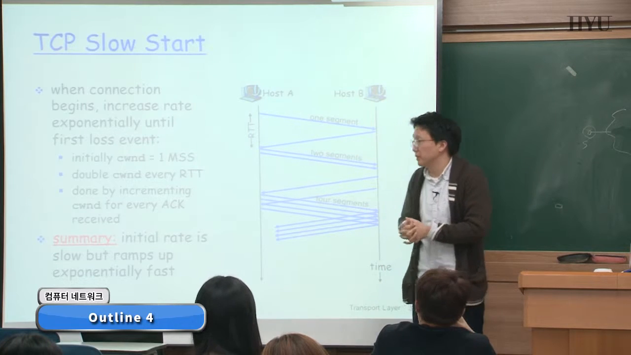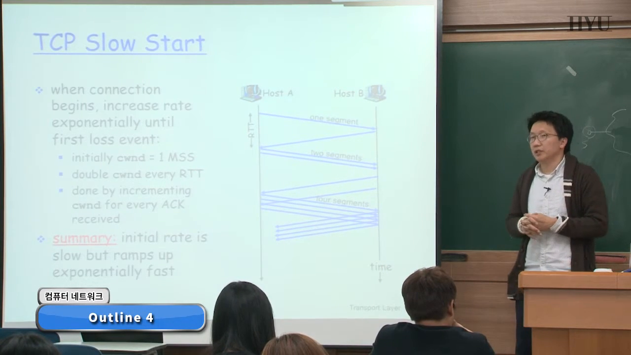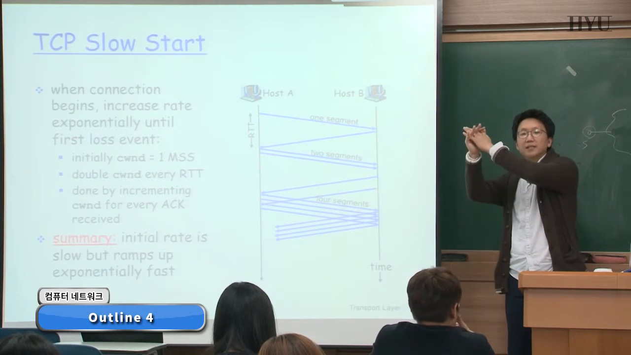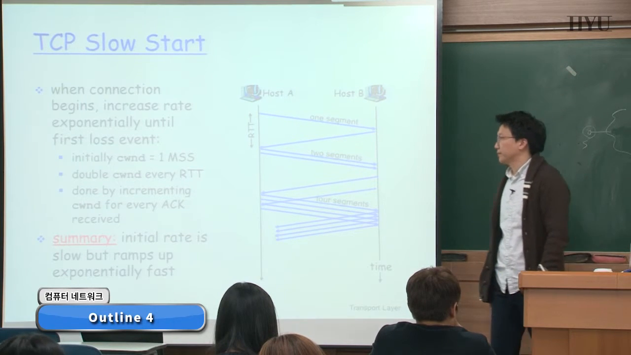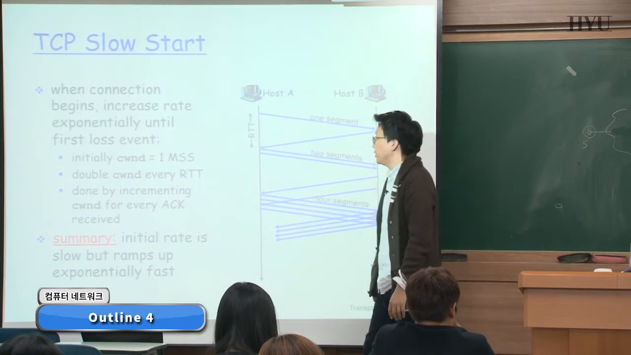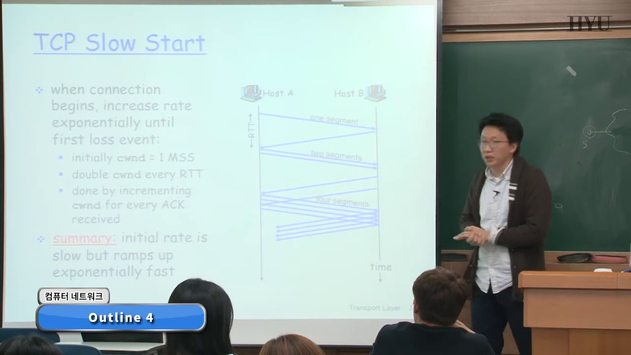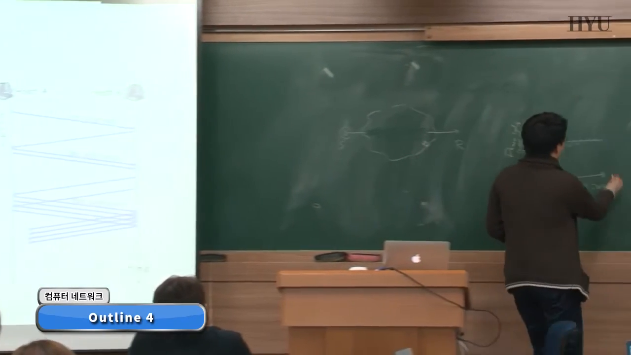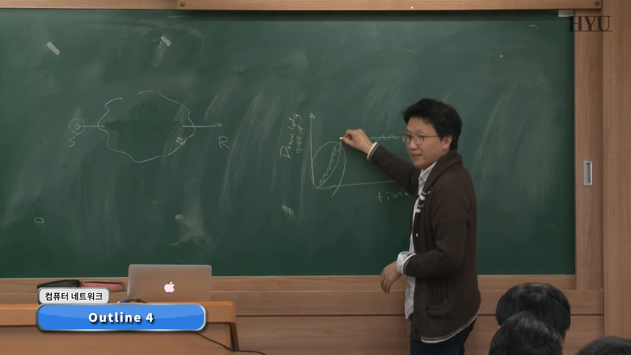Initially, current window size is 1. Double window size every RTT. Exponential growth now. 2, 4, 8, 16, 32. Right? Done by incrementing current window for every ACK received. Summary: initial rate slow, but ramps up exponentially fast. So if I draw that exponentially fast, maybe it might be more useful drawing like this. And then maybe.